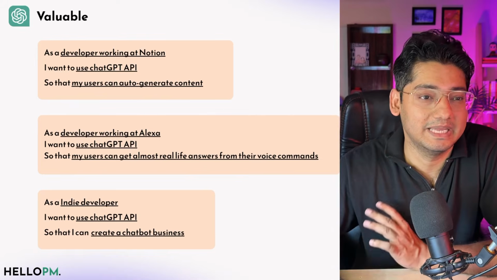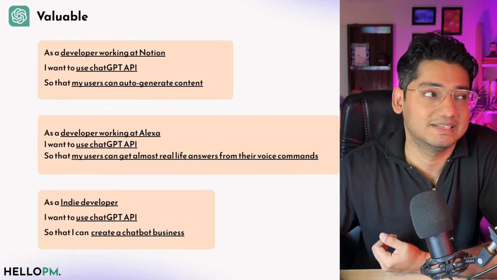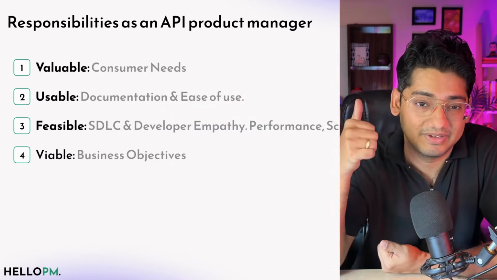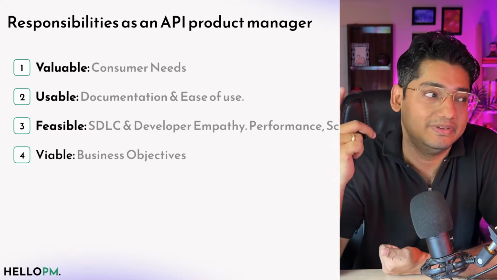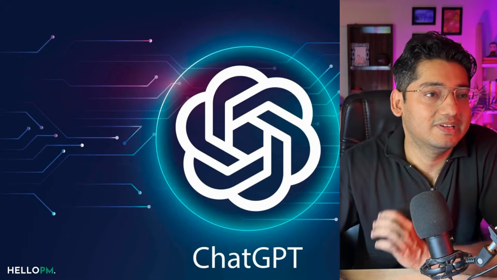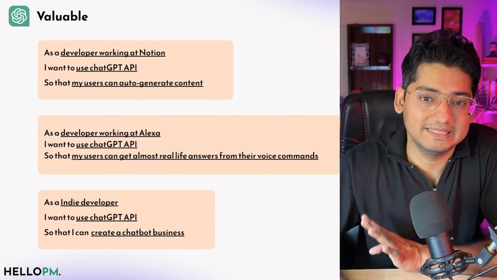So we have considered what APIs are. We have talked about the technical parts of an API, the request, response, headers, and the types of requests you can send: put, post, get, and delete. We also talked about a LinkedIn API example. And then we talked about how, as an API product manager, you can consider 4 important things: whether your product is valuable, usable, feasible, and viable. And we have taken an example of ChatGPT, or OpenAI's API.